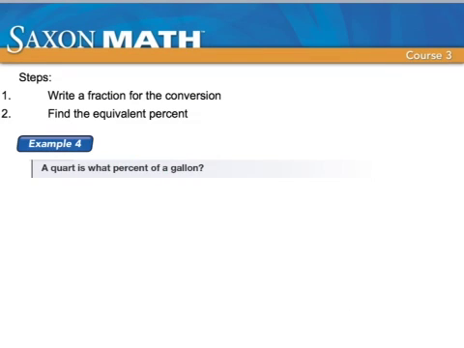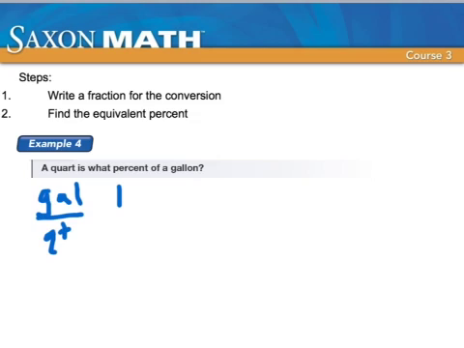Alright, so last example. Here we want to know percent. Okay? And we're trying to convert between a quart and a gallon. So this is back to those conversion problems. The first thing I need to do is write a fraction for the conversion, and then find the equivalent percent from that fraction. So convert the fraction into a percent. Alright, so a quart is what percent of a gallon? So I've got gallons, and I've got quarts. Okay, we gotta know the conversion.